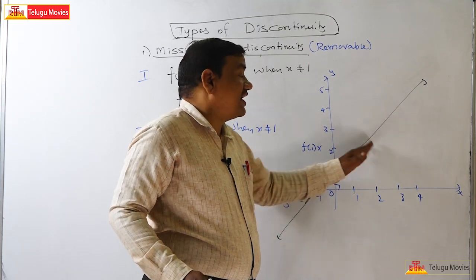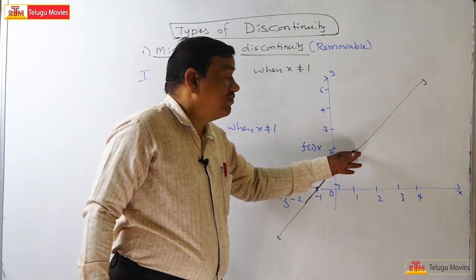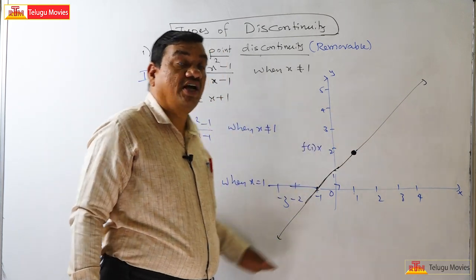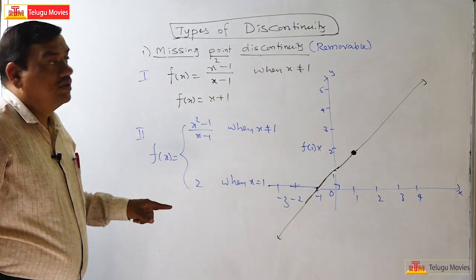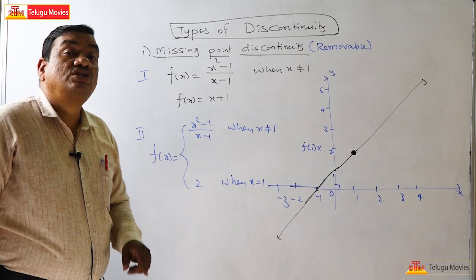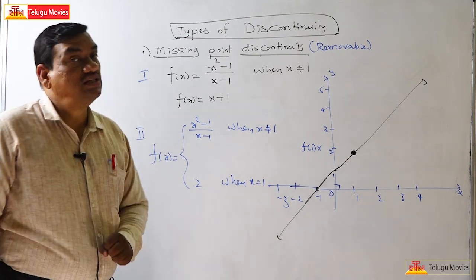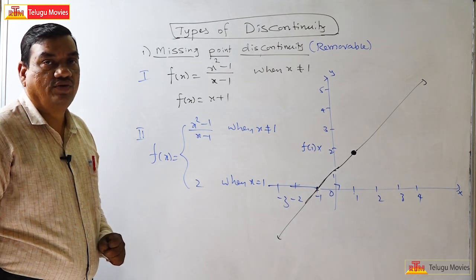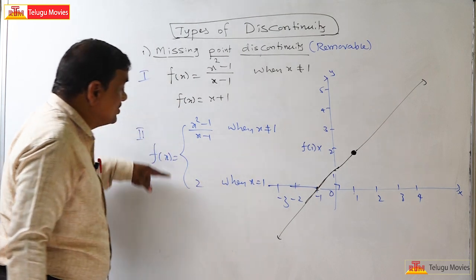So here the left hand side and right hand side limits are both equal. Therefore, the gap will also fill, and then you will get a straight line. This is called a missing point discontinuity, which is removable. We can remove this discontinuity. So we can make them continuous by defining the function like that.